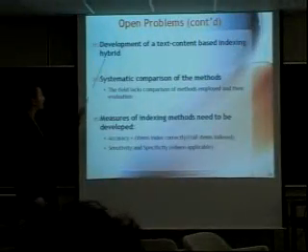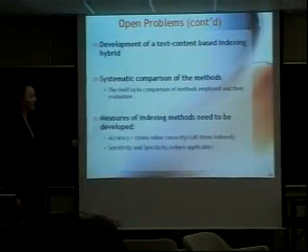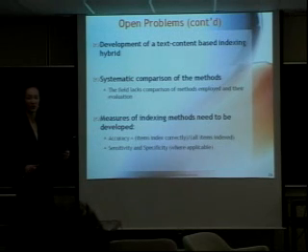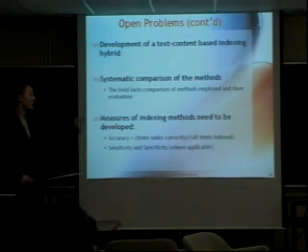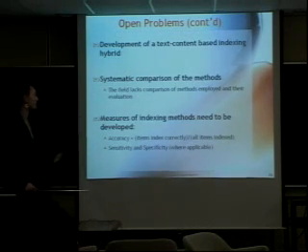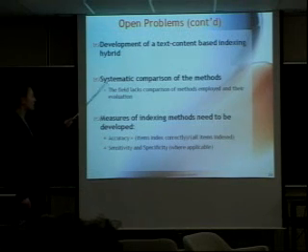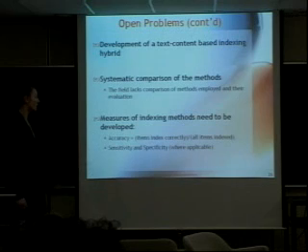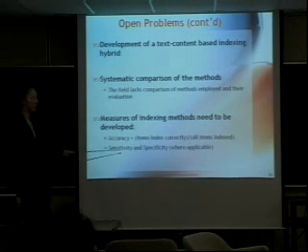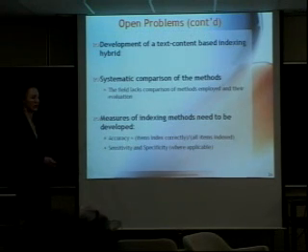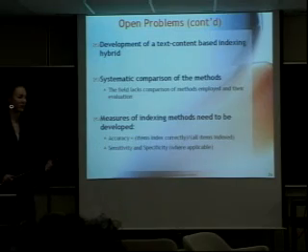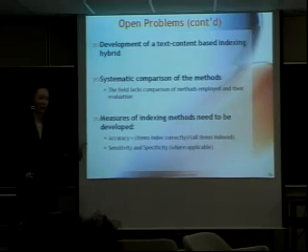Also, maybe the development of a text and content-based indexing hybrid, which would allow indexing not only based on content, but also based on text. And also, there's no systematic comparison of any of the methods that are used for content-based imaging, and measures have not been developed. So even if you do develop an indexing algorithm, there's no evidence of how it actually performs.